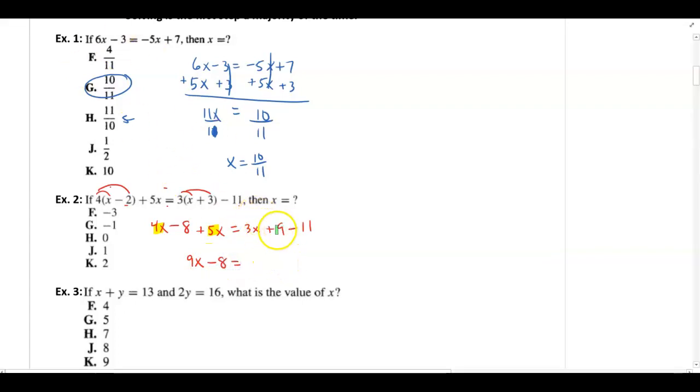On the other side, I'm going to combine these constants. I bring down the 3x. 9 minus 11 is minus 2. Now I can bring the variables to the left. I subtract 3x and add 8 to both sides. And 6x would equal negative 2 plus 8, which is 6. Divide by 6, x equals 1, which is letter J.